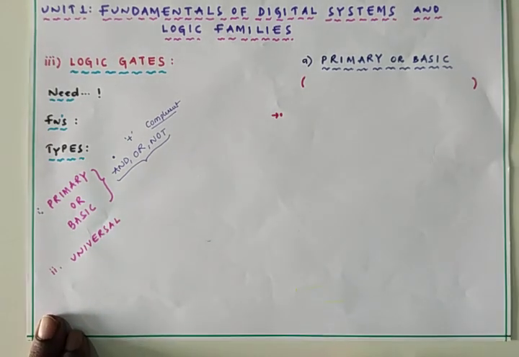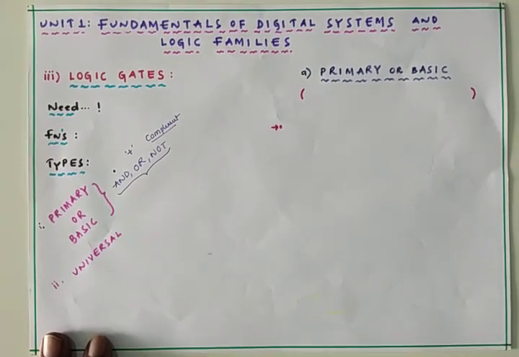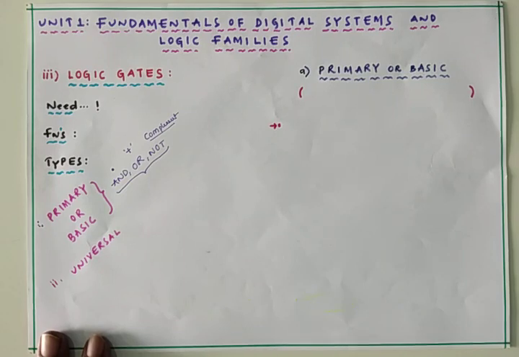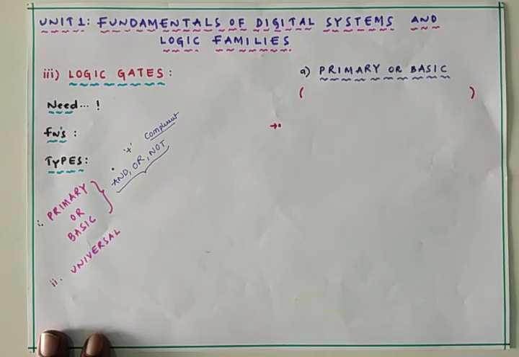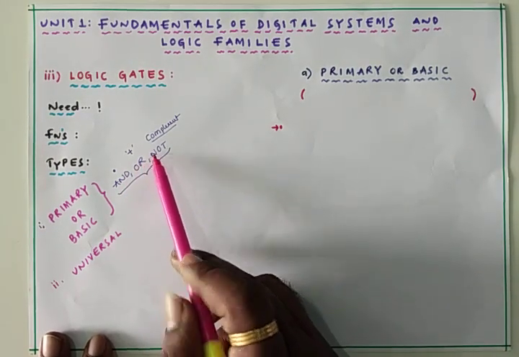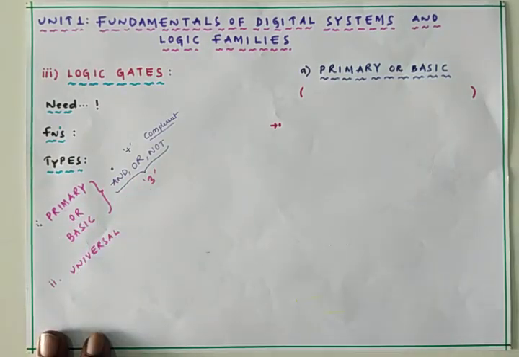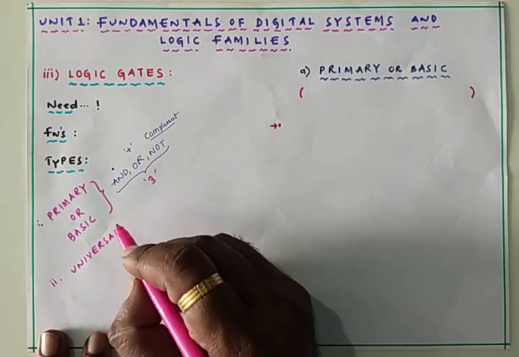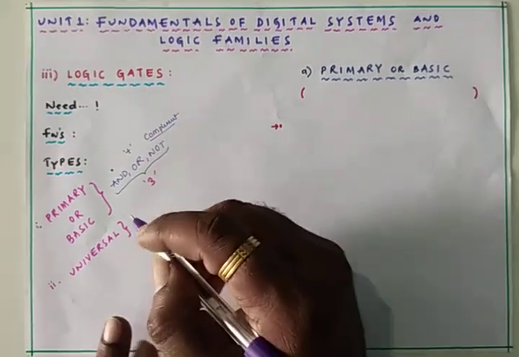Universal gates are the gates by making use of which we can realize any other logic gate. In total we have the 7 logic gates. The first ones are the AND gate, OR gate, and NOT gate. These 3 gates are the primary gates. And in universal gates, we have 2 more gates, and those are the NAND gate and NOR gate.